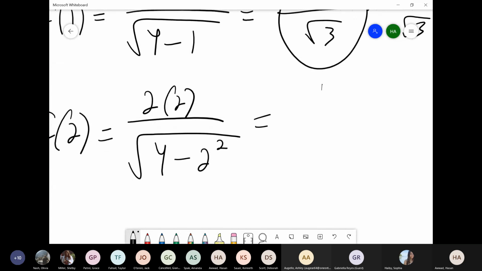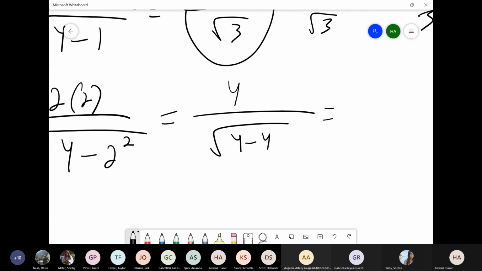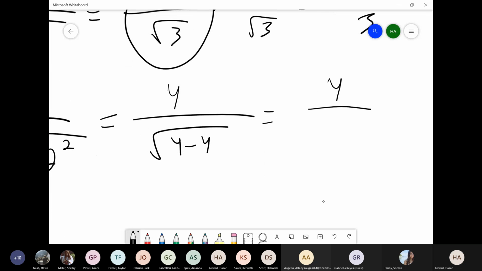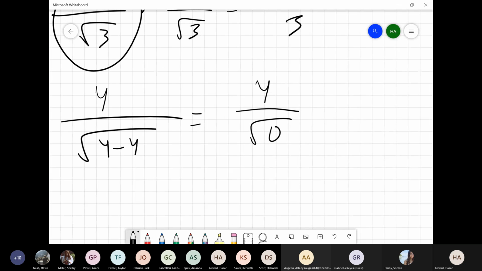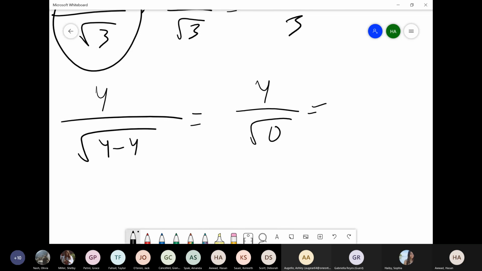2 times 2 up top gives me a 4, and on the bottom, I have the square root of 4 minus 2 squared. Well, 2 squared is 4, right? So we get square root of 4 minus 4, and continuing this, we get 4 over the square root of 0, and we all know the square root of 0 is just 0, right?